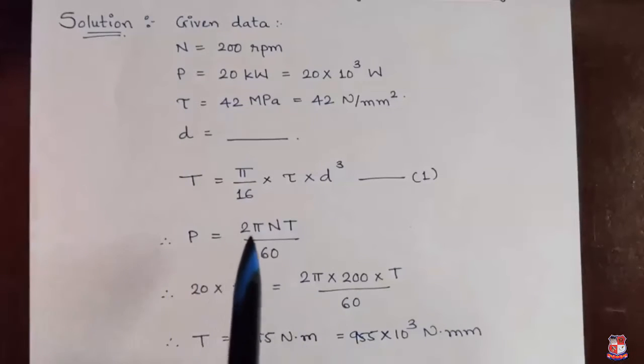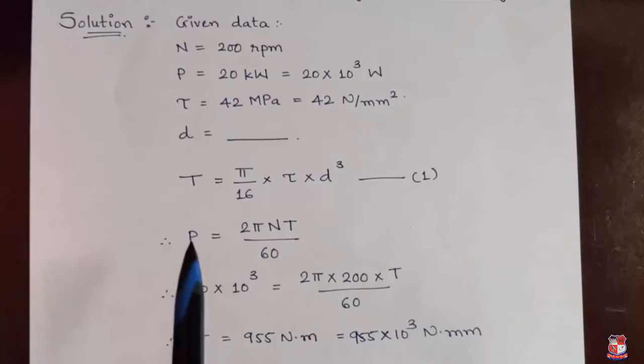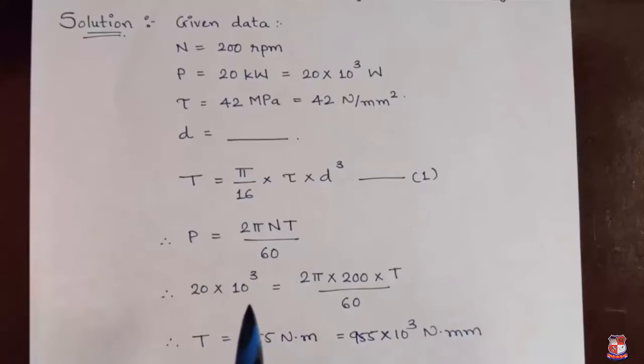P = 2πNT/60. Power will be 20 × 10³ = 2π × RPM 200 × torque T / 60. By solving this equation, we will get torque T = 955 Newton meter. But we have to convert this Newton meter into Newton mm. So 955 × 10³ Newton mm.